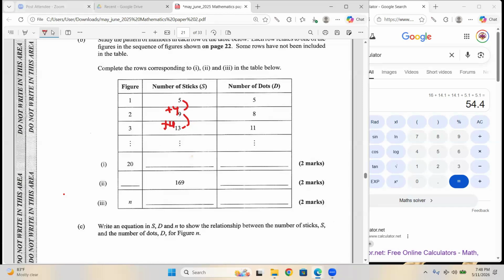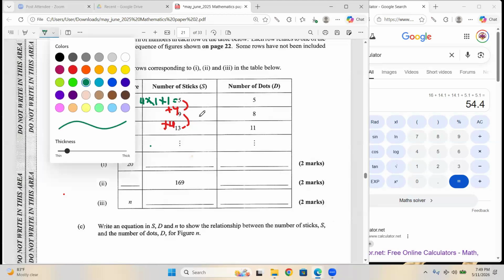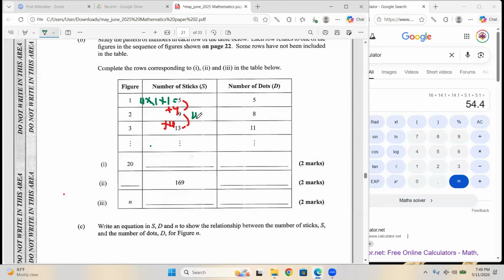If we say 4 multiplied by the figure number, which is 1 in this case, and we add 1 to it, what will we get? 4 by 1 is 4, 4 add 1 is 5. So it works there, but we have to make sure it works for all of them. Using the same thing, 4 multiplied by the next figure number, which is 2, and we add 1. 4 twos are 8, 8 add 1 is 9, so we got 9 for figure 2. It seems to be working out.